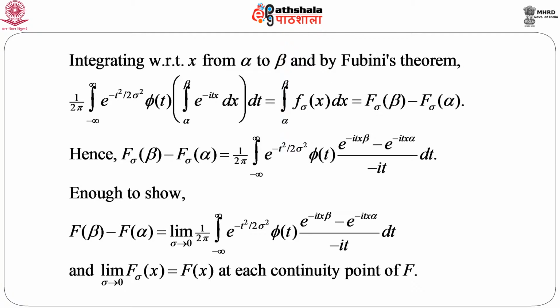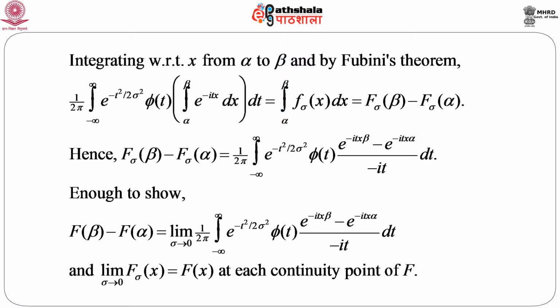Now, integrating with respect to x from alpha to beta, and obviously using Fubini's theorem. Actually, the proof of this theorem is repeated application of Fubini's theorem. So, this becomes 1 by 2 pi, integral from minus infinity to infinity of e to the power minus t square by 2 sigma square into phi t, into the integral from alpha to beta of e to the power minus i t x dx dt.